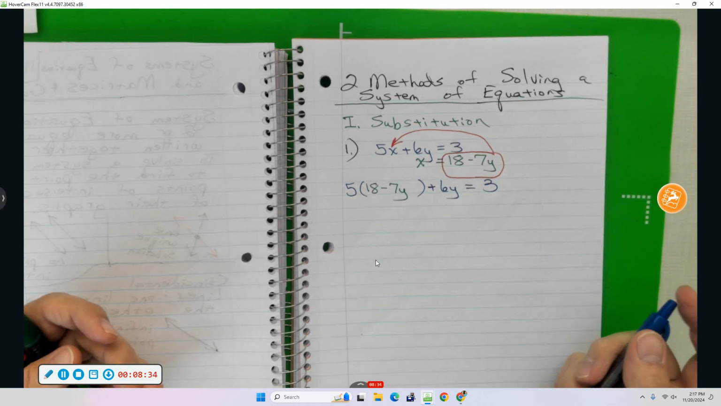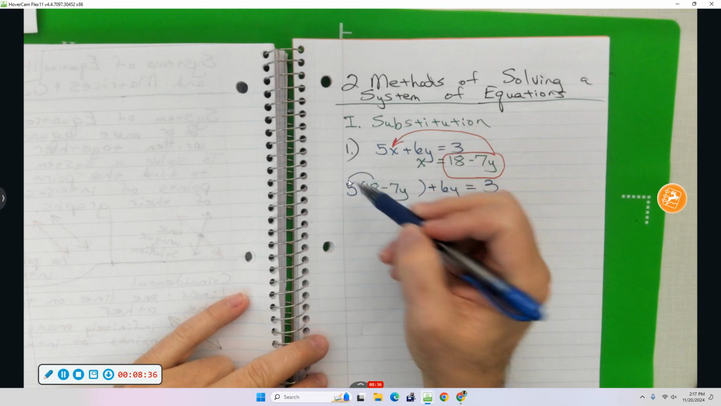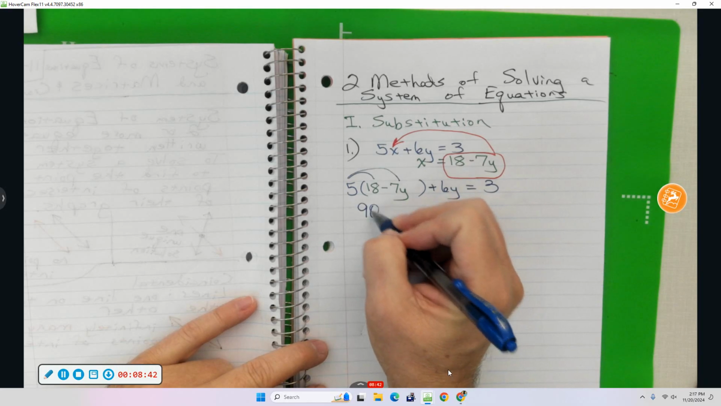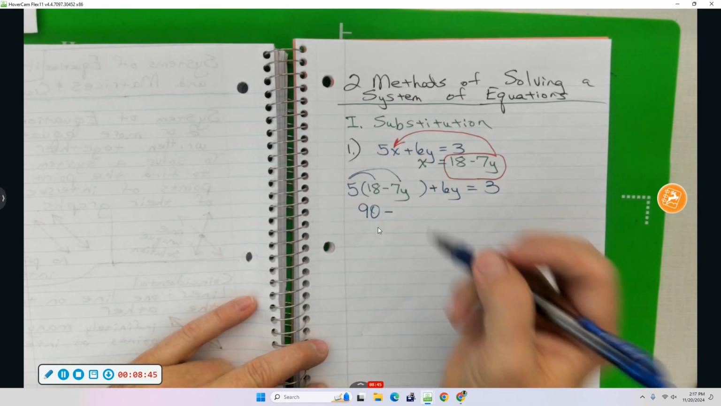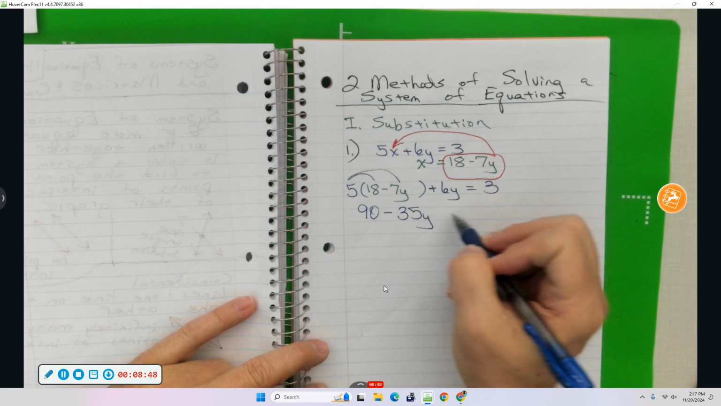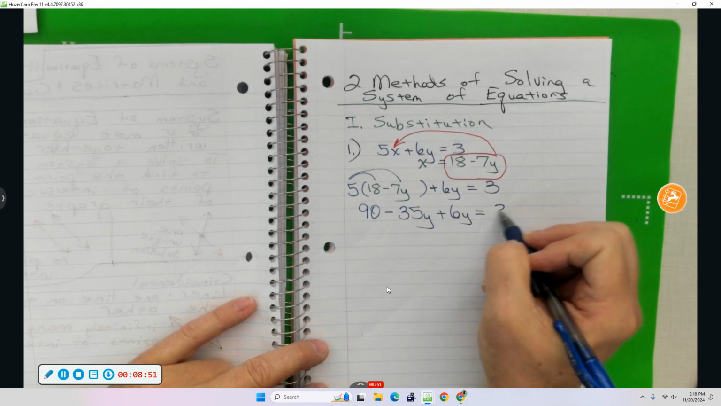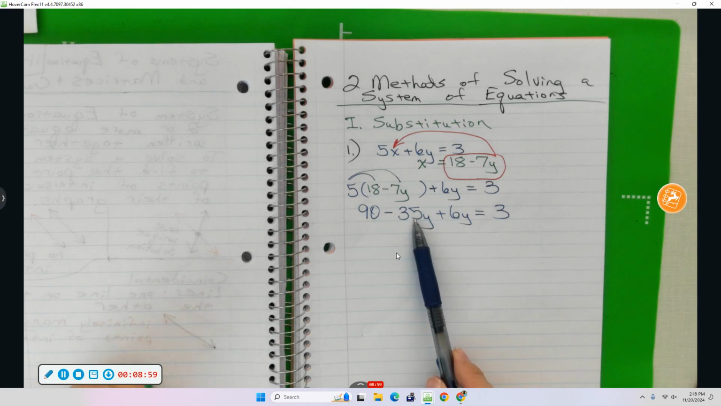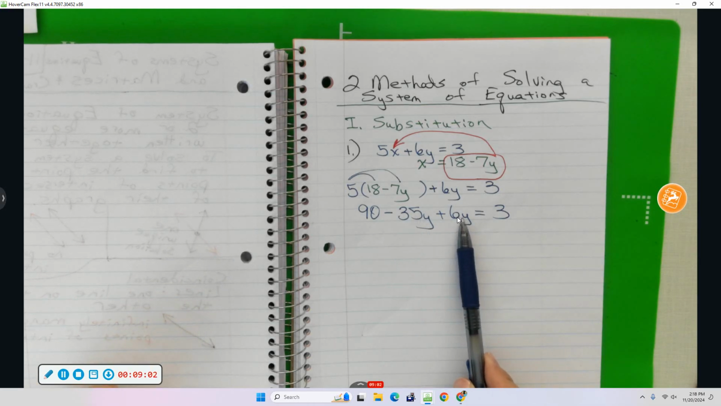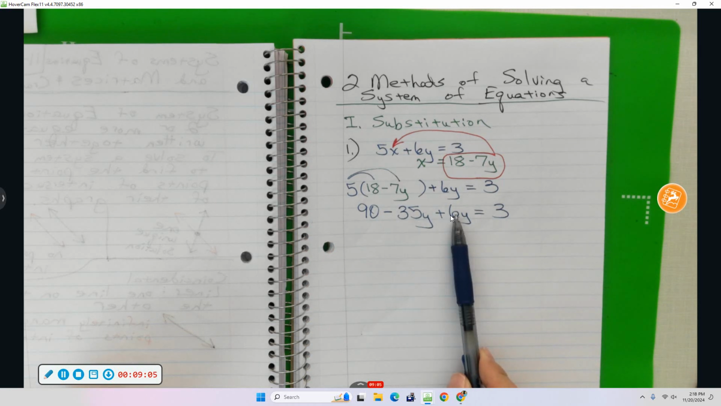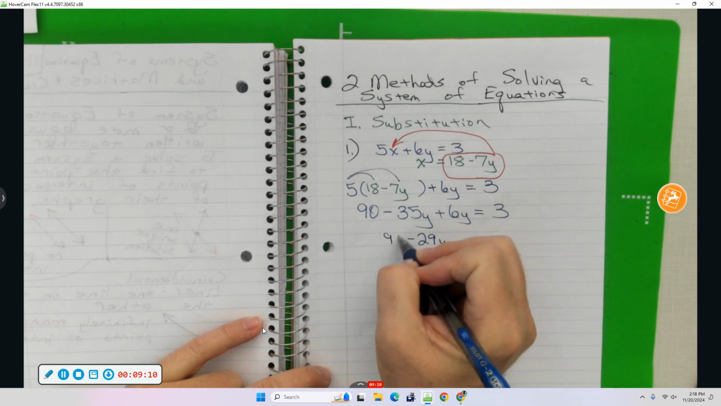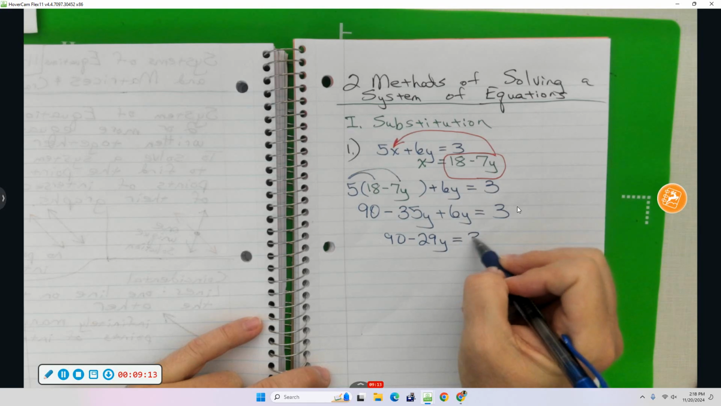So the first thing I do, I distribute the 5 over the 18 minus 7y. 5 times 18 is 90, minus 5 times 7y is 35y. And we still have a plus 6y is equal to 3. We need to get the y terms by themselves on one side. Let's combine the negative 35y plus 6y. Negative 35 plus 6, is that a negative 29y? I guess I'll go 90 minus 29y is equal to 3.